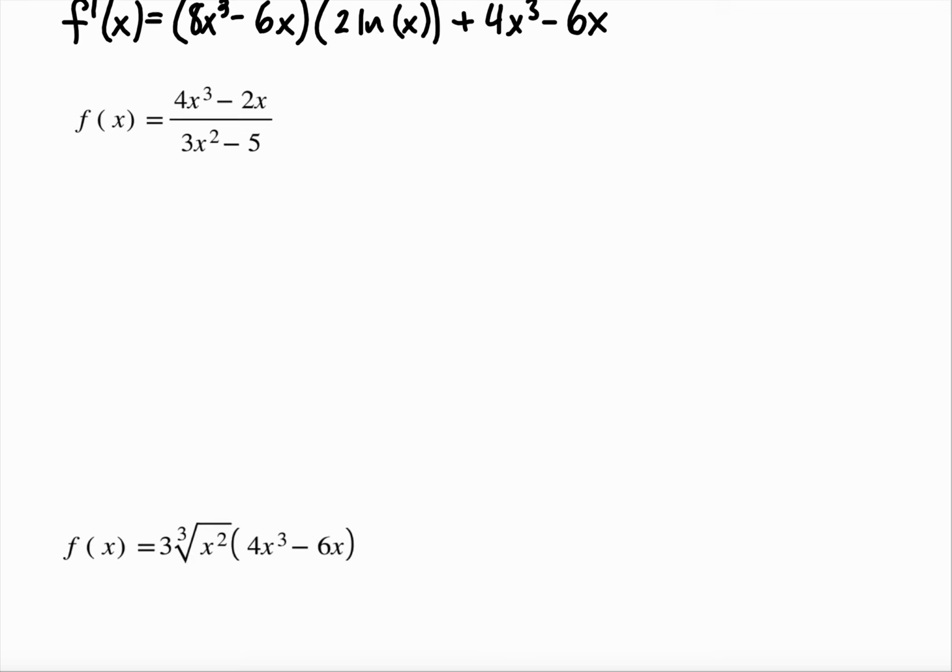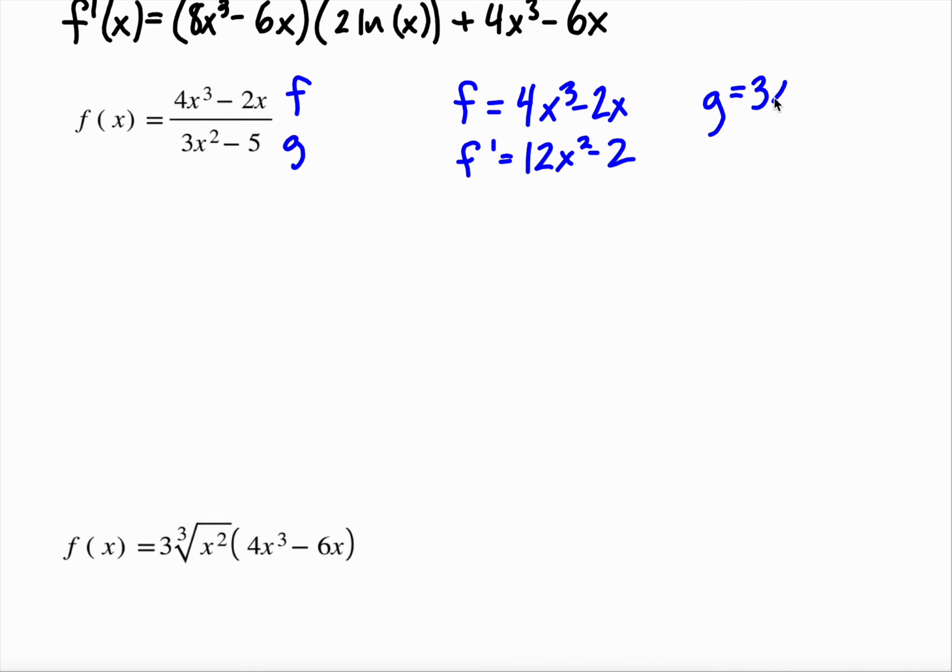So if we look at the next one, right, this is going to be a quotient rule, and we'll call the numerator f and the denominator g. So again, let's make a list here, and then we'll be able to simplify from there and write everything out. So f prime is going to be 12x squared minus 2. And then we have g is 3x squared minus 5. So my g prime is going to be, bring the 2 down, 6x.